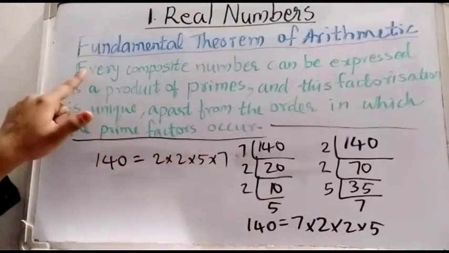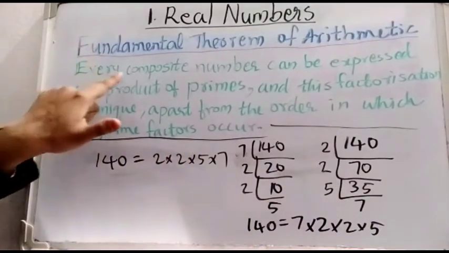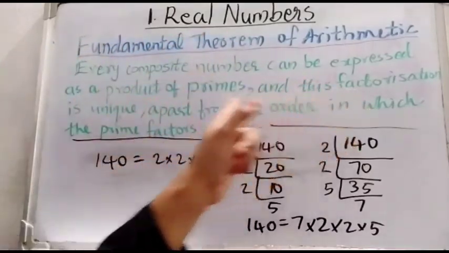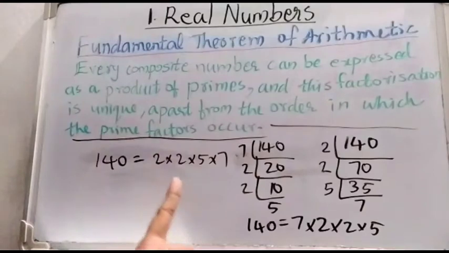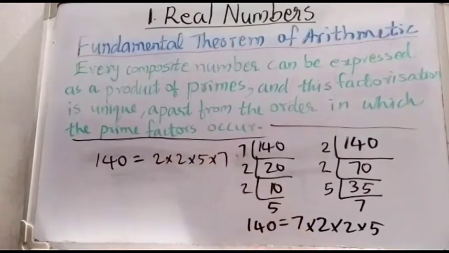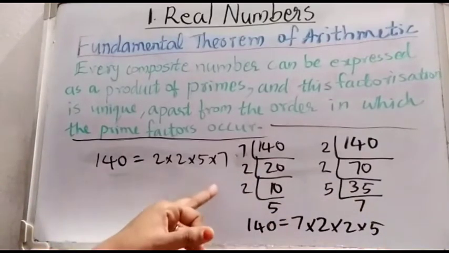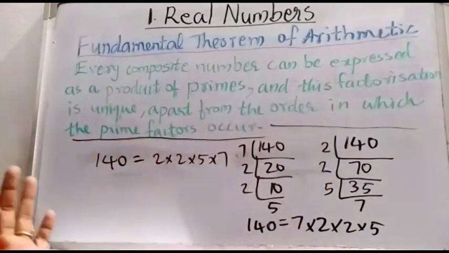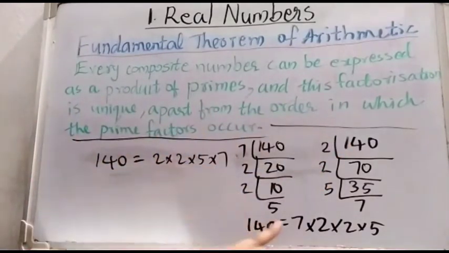So the fundamental theorem says that every composite number can be expressed as a product of primes, and this factorization is unique. 2, 2, 5, 7 here also. If we do any type of factorization, we will get these 4 primes only, and the order may be changed. Here 2, 2, 5, 7, here 7, 2, 2, 5. This is the fundamental theorem of arithmetic. Clear?